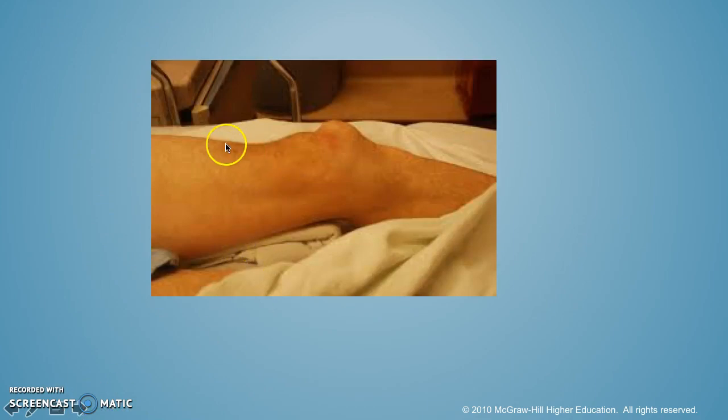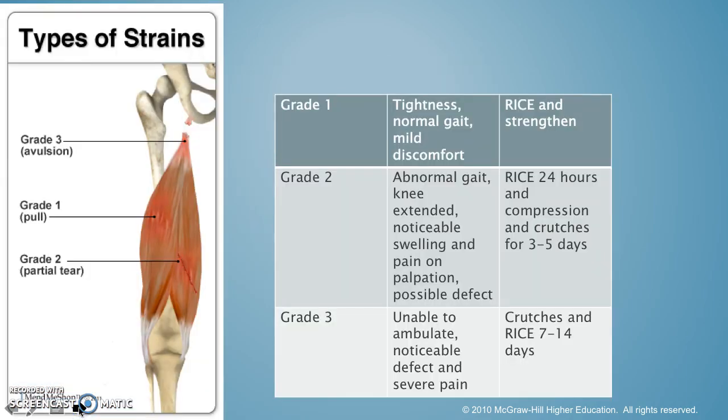Here you can see the divot in this person's leg. That's a quad strain. Okay, that's a tear of the quad. Remember, strains are just little tears or big tears. And you can see the dip here. That's a pretty obvious one.